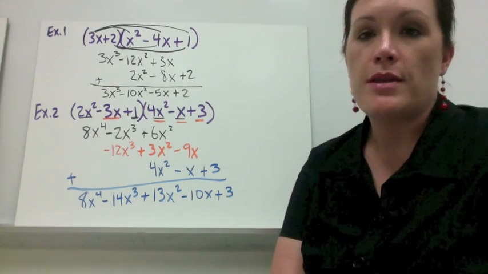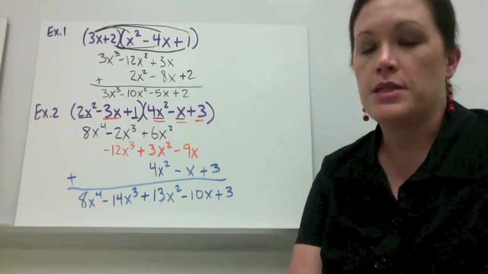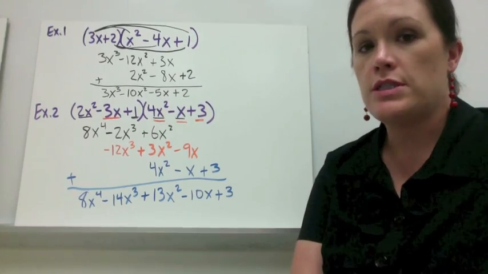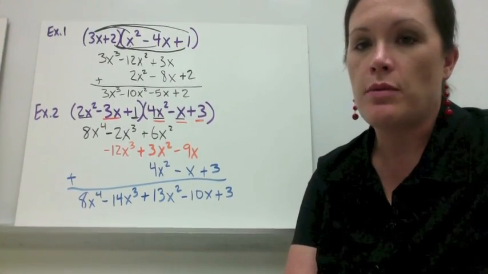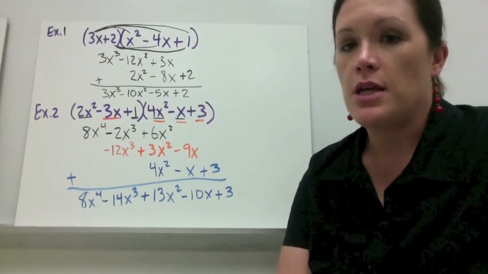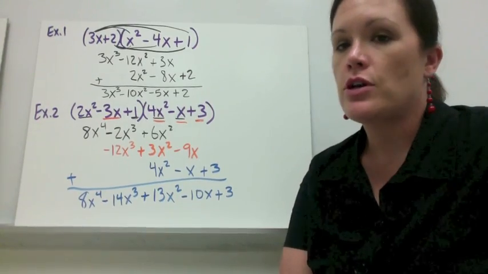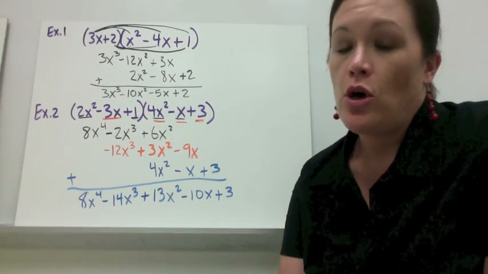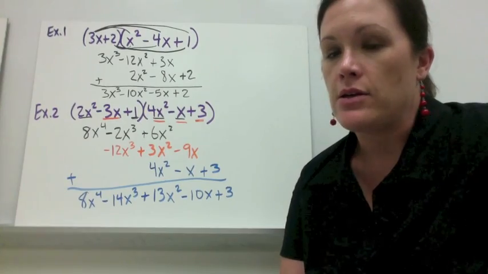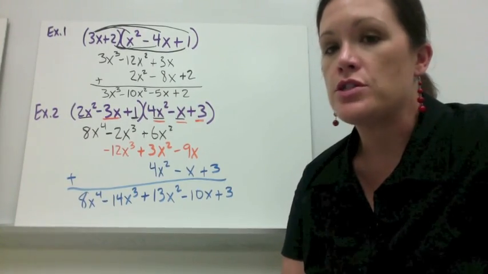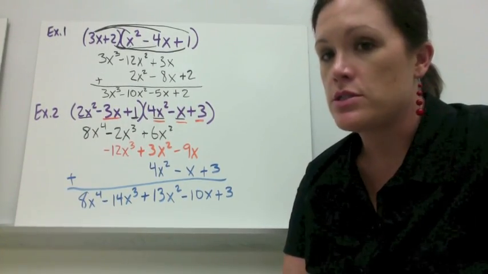So those are two different methods of doing the same multiplying, but these are larger polynomials. So you just have to make sure you distribute each term in one polynomial to each term in the other polynomial, and then make sure you're careful when you're combining like terms. When you're just adding and subtracting your like terms, your coefficients change, but your exponents do not.